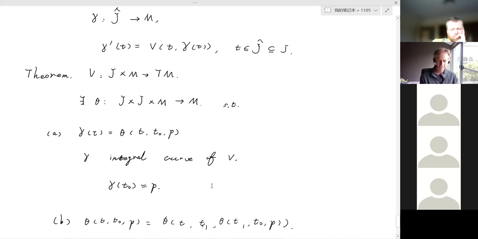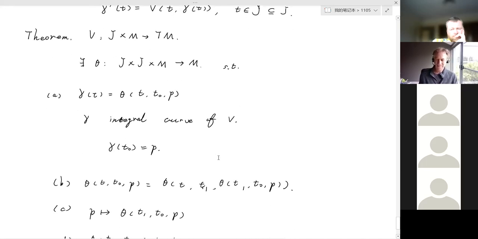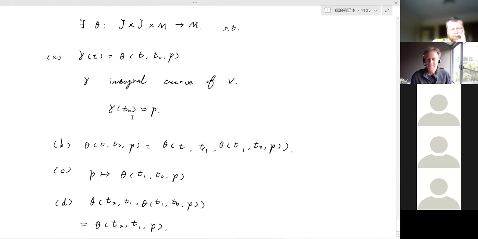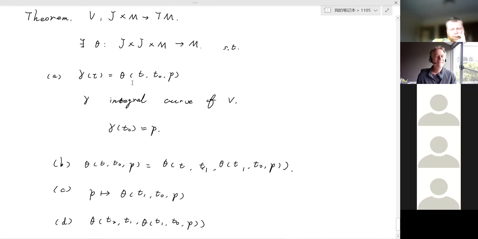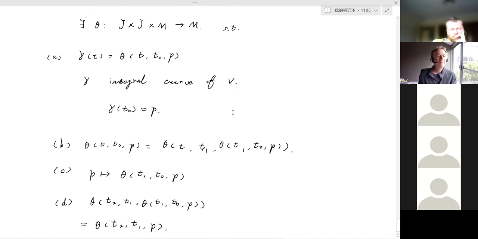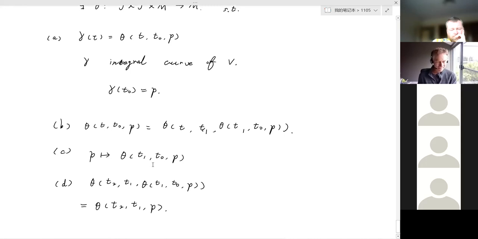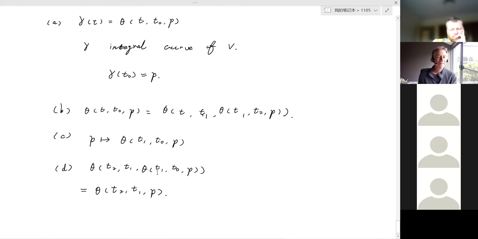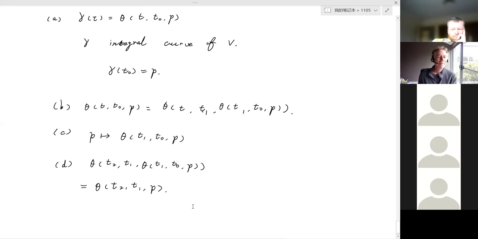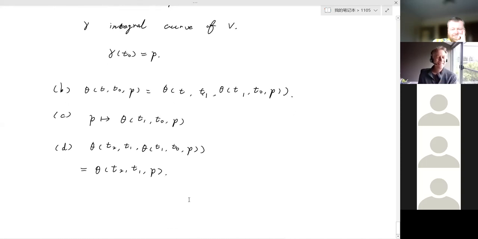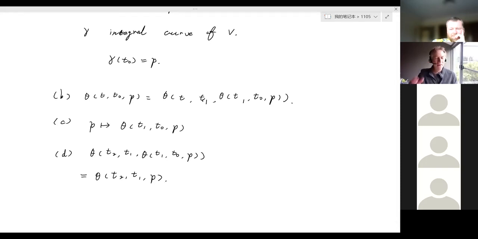It seems like a long theorem, but it's very simple. It just says that if a curve moves according to the vector field V, and at time T naught it is at the position P, then we write the position at time T as theta T, T naught, P. So gamma defined like this is the integral curve of V. And in fact this moving gives a diffeomorphism of M, and it satisfies conditions like a group action on M. We can stop here.